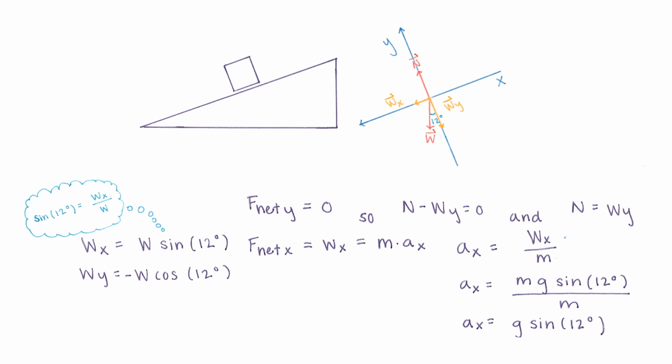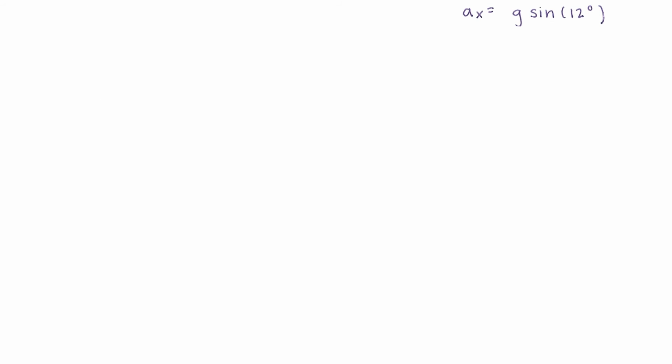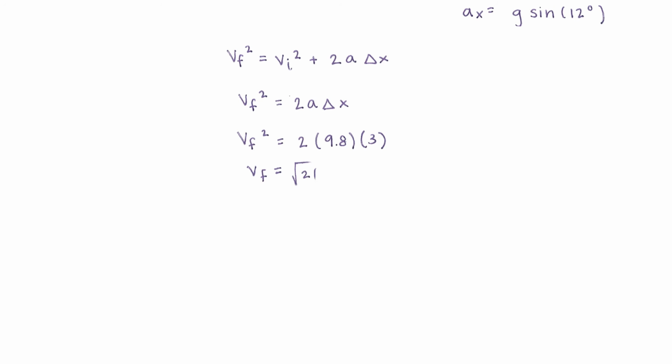Right. And I think that now we have everything we need to solve for the velocity at the bottom of the ramp. We just need to use one of the kinematic equations. Let's use v final squared equals v initial squared plus 2a delta x. This way we don't need to compute the time it takes for the box to reach the bottom. So v final squared is equal to 2a delta x, because the initial velocity is 0. So v final squared equals 2 times 9.8 times 3, and taking the square root, I get that v final is 7.67 meters per second.